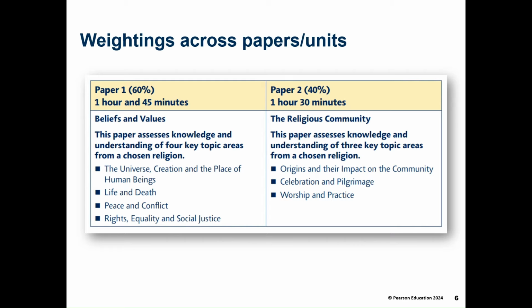The areas of study are unequally weighted. Paper or Unit 1 is worth 60% of the total qualification, and as such has a larger content to be studied, and therefore the exam is 1 hour 45 minutes. Paper or Unit 2 is worth 40% of the overall qualification, and the exam is 1 hour 30 minutes long.